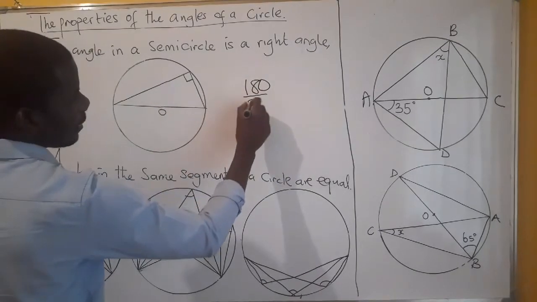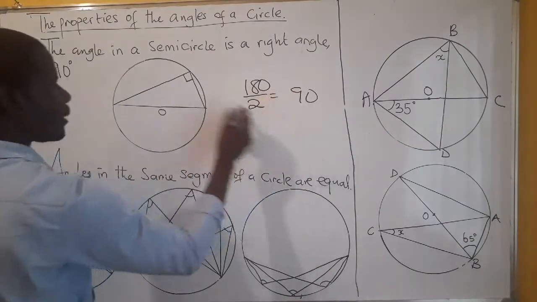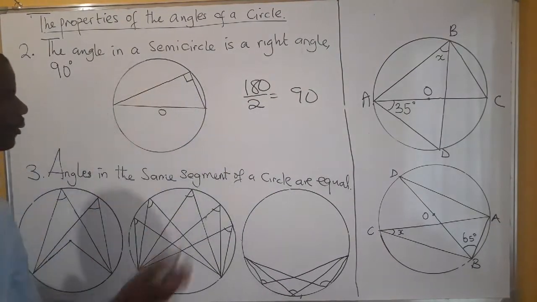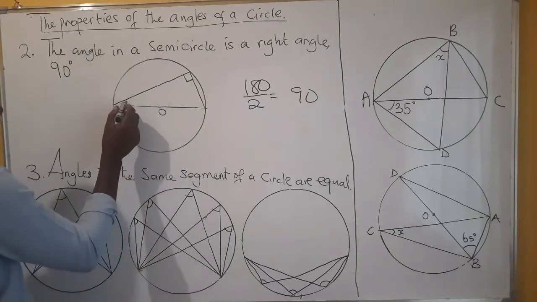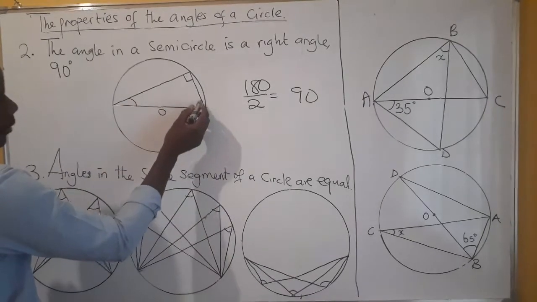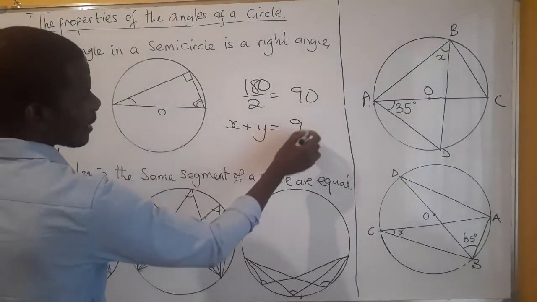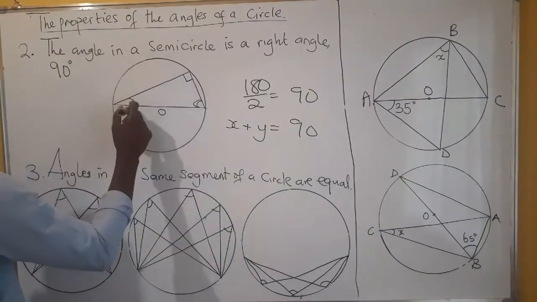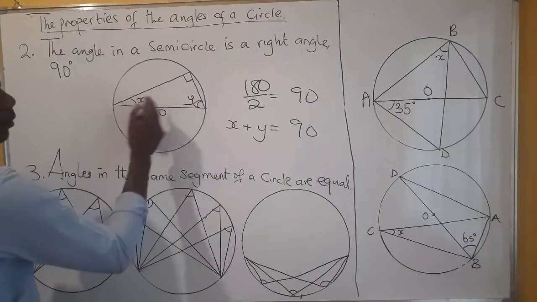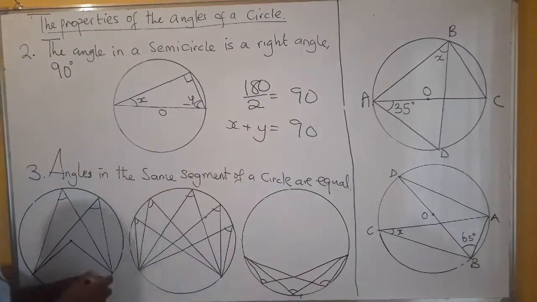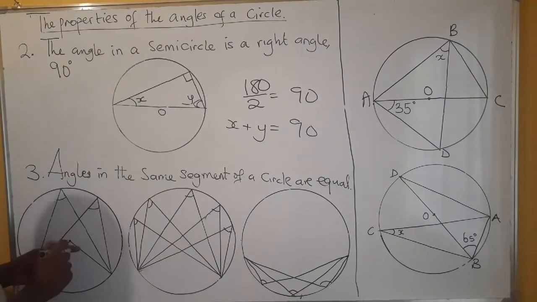Since we know that the 3 angles in a triangle add up to 180, and 180 divided by 2 gives you what? 90. Since we already know that this angle here is 90, we can conclude that the remaining 2 angles, this one here and this one, if they are x and y, should give us 90 when we add them, because you already have 90 here. So if this angle is x, this one is y. When we add these 2, they must give us 90. Okay?